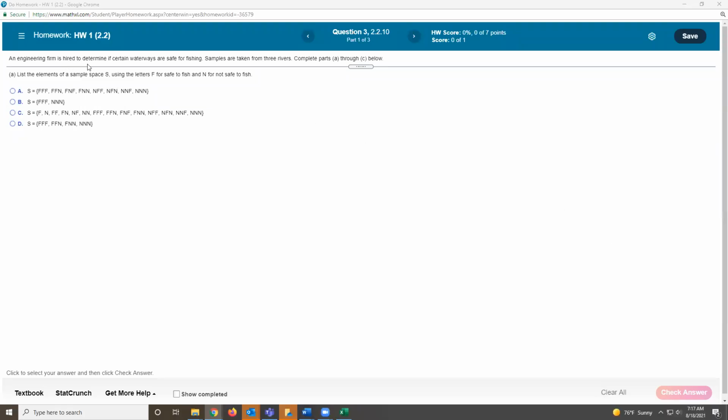A firm is hired to determine if certain waterways are safe for fishing. Samples are taken from 3 rivers. List the elements of a sample space S using the letters F for safe to fish and N for not safe to fish. So we could have all 3 as safe.